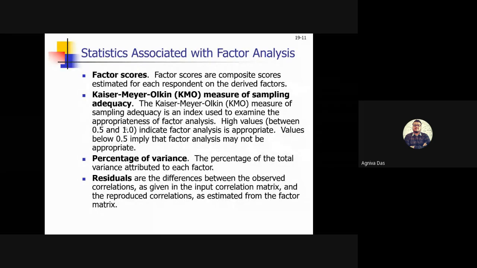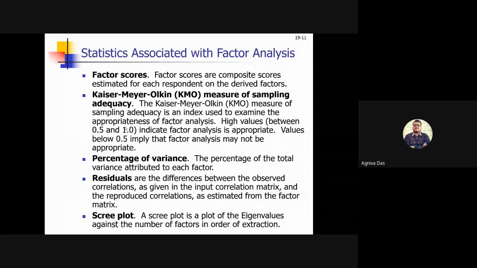Residuals are the differences between the observed correlations, as given in the input correlation matrix, and the reproduced correlations as estimated from the factor matrix. So from the factor matrix also, we will be estimating reproduced correlations, and the difference between the observed correlations and these reproduced correlations are known as residuals here. Mind you, this is different from the residuals we look at in linear regression analysis. Here the residuals are in the context of correlations. And scree plot, as we have seen earlier in PCA, is the plot of eigenvalues against number of factors.